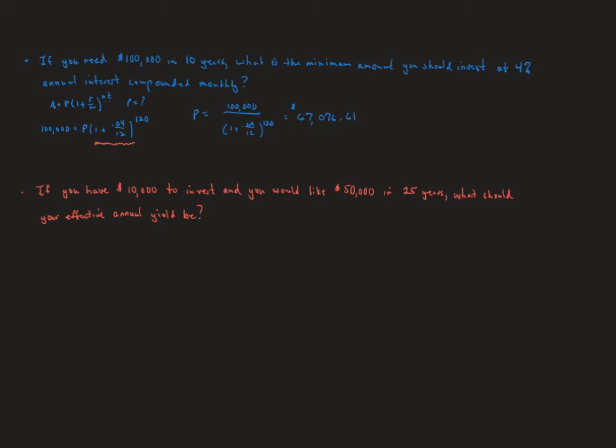And in this one, we're going to have $10,000 we want to invest, and we're going to try to get $50,000 in 25 years. And what should our effective annual yield be? So the effective annual yield means we're going to assume here that we're just compounding it once per year. So we want to end up with 50,000, so that's going to be our value for A. We're starting with 10,000, so that's going to be our P. We'll have 1 plus, and we don't know what that interest rate is. That's what we're trying to find, and our time is going to be 25 years. We're choosing n to be 1 here because we just want the effective annual yield.